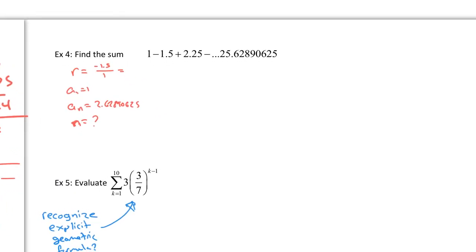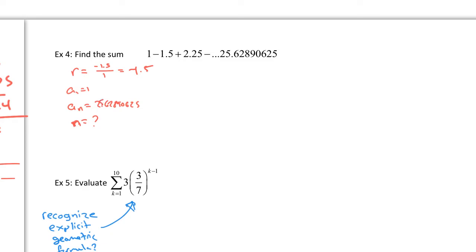Example 4. Okay. Find the sum. We got 1 minus 1.5 plus 2.25 minus, and the pattern continues until we get to 25.6 and so on. All right, so it's going to be geometric. The problem will probably tell you this one's geometric, but we find the ratio: negative 1.5 divided by 1 is just negative 1.5. So that's what the ratio is. I know the first term is 1. I know the last term is the 25.6 whatever.